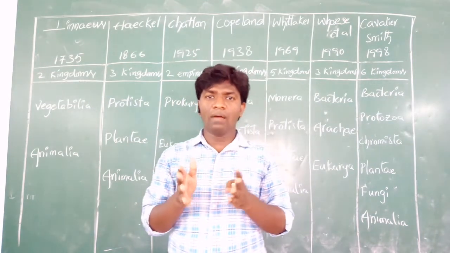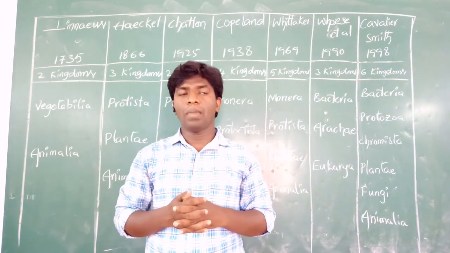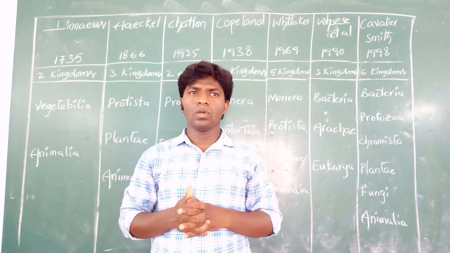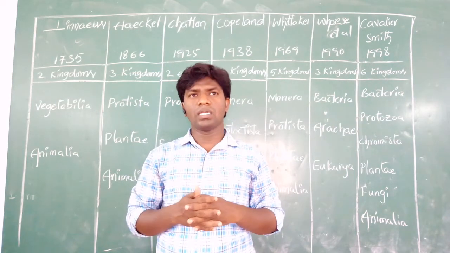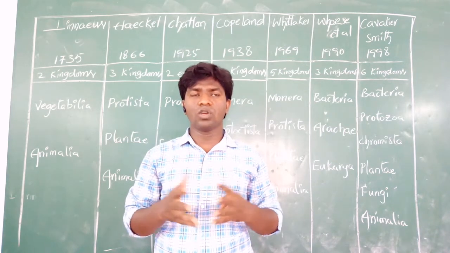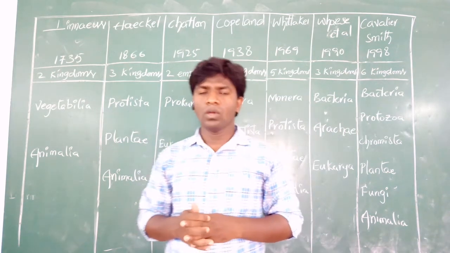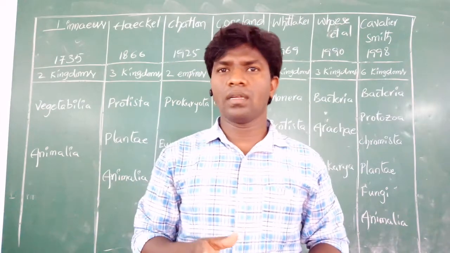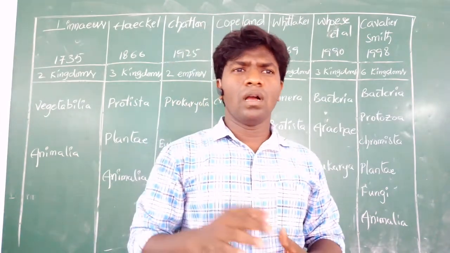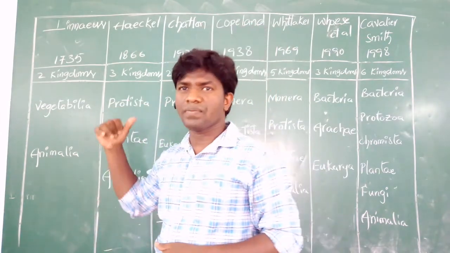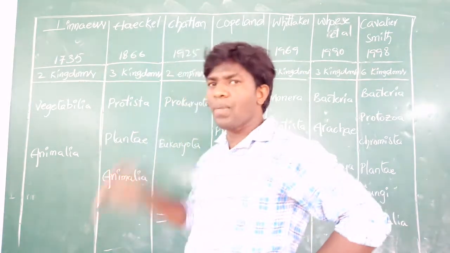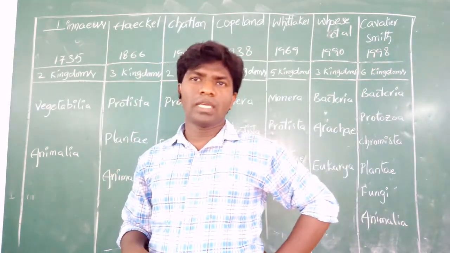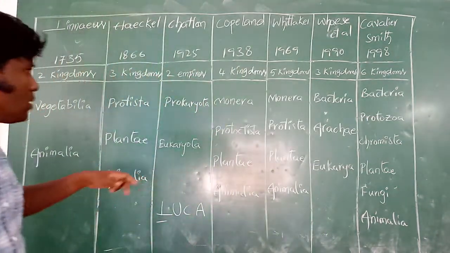So eukarya have eukaryotic cells with membrane-bound nuclei. If the nucleus is bound by a membrane, that is eukaryotic. If it is absent, they are prokaryotic cells. In these classifications, different kingdoms and empires are there.